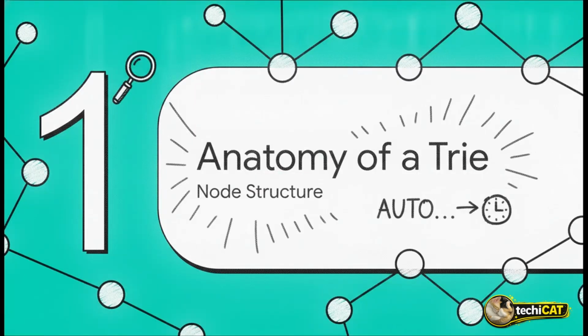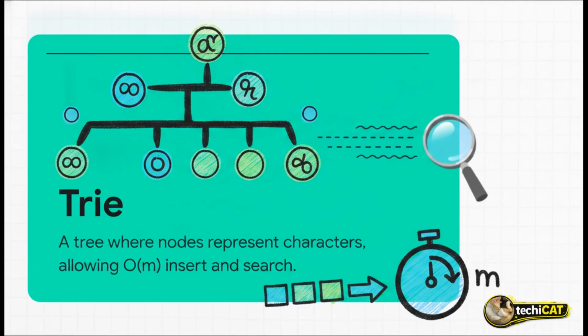Section 1, Anatomy of a Trie. To understand how autocomplete pulls off this magic trick in real time, you kind of have to picture a trie as this massive family tree of letters. It's a tree data structure where each node represents a single individual character. By linking these characters together branch by branch, it allows for blazing fast insert and search times. Specifically, we're talking about O(M) time, where M is simply the length of the word you're looking for. It makes searching for strings so much faster than sifting through a giant, unorganized database.